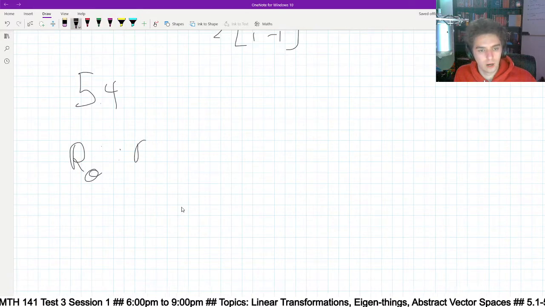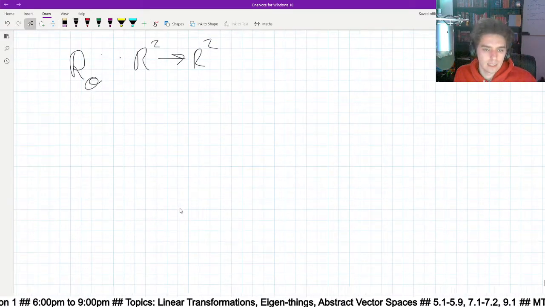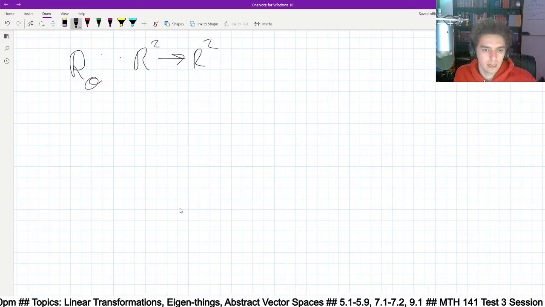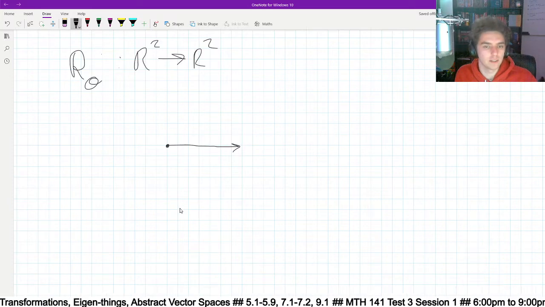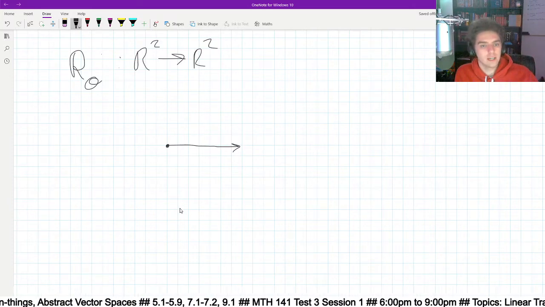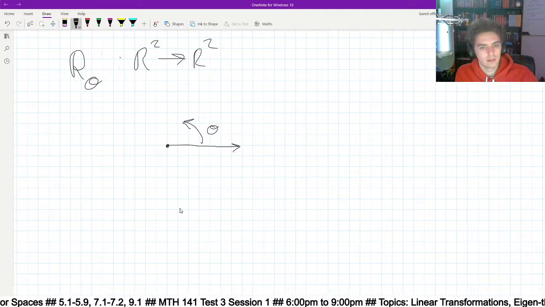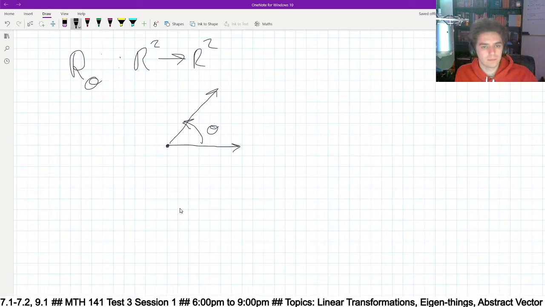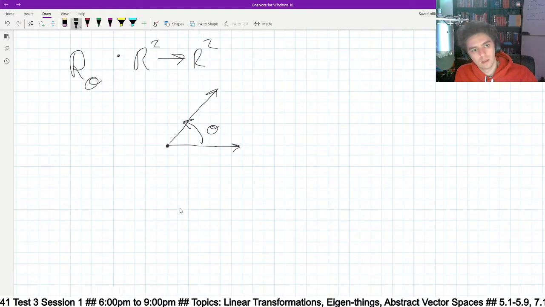It goes from R2 to R2, and all it does is take, if I have a vector like this, not a basis vector, just a vector, and it transforms it so that every vector in R2 is rotated clockwise by theta. So we'll end up like that. Okay, so R theta.